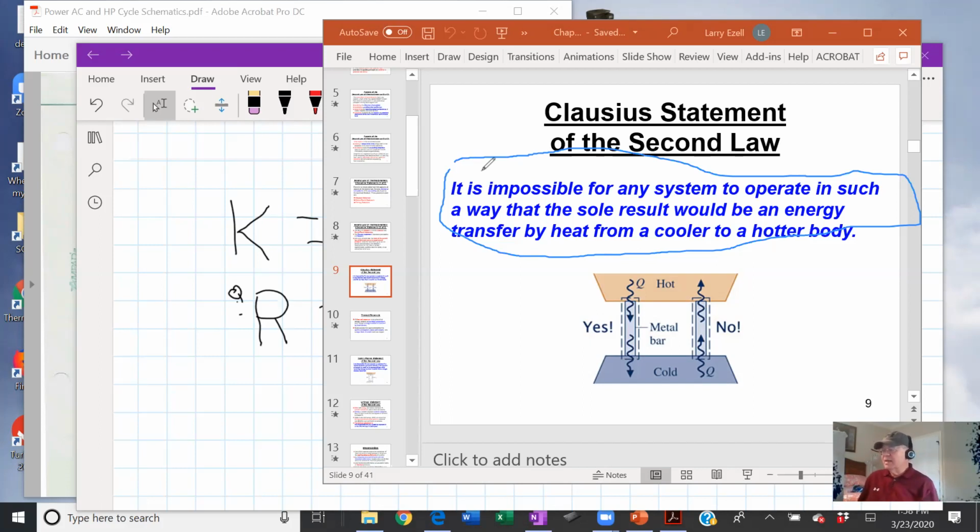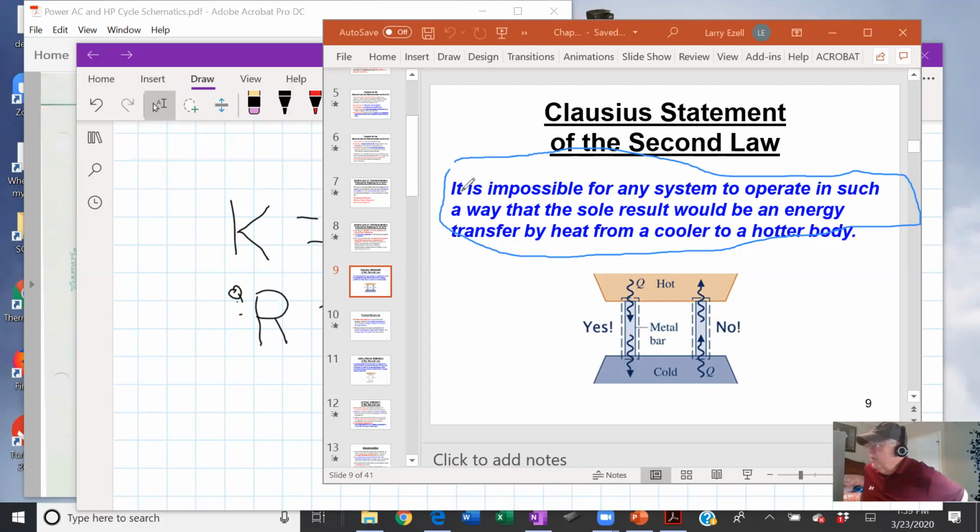Now, where does that show up in air conditioning and refrigeration and heat pumps? Because that's what we do. For a freezer, you're pulling heat out of that cold refrigerator and dumping it out in an already warm room. That says it violates the Clausius statement. Well, it does, but the reason it's not a violation is because that's not the sole result of how your system is operating. You've got a compressor and some other stuff in there. So this is very true.